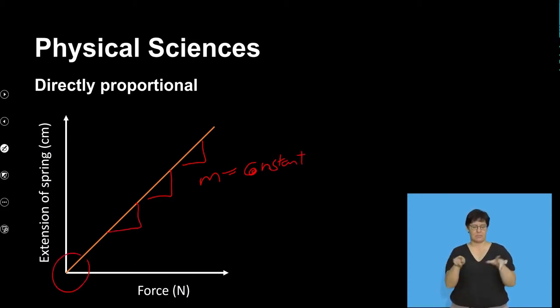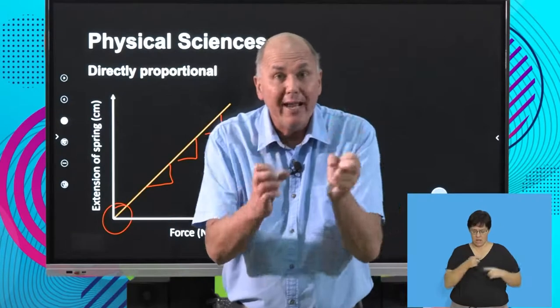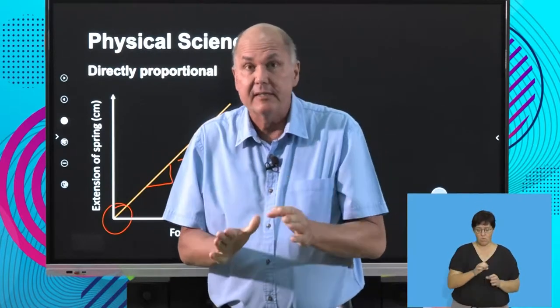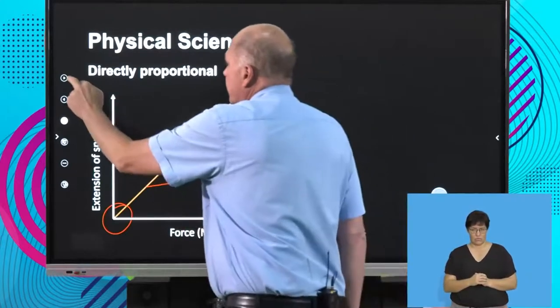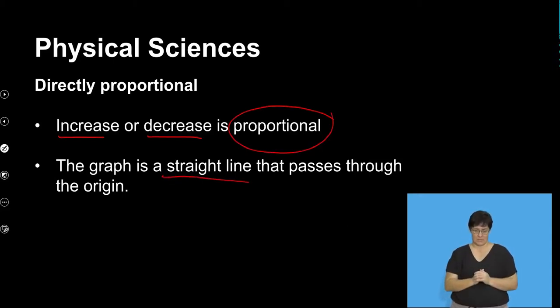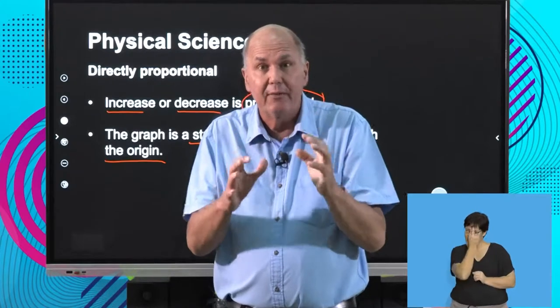The important thing I want you to notice is what's happening at the origin. Where the force was 0, the extension is 0. Now we can say this is a directly proportional relationship. And so when we look at it, we say, with directly proportional relationships, they can be increases or decreases, but they have to be proportional. Very important, the graph is a straight line that passes through the origin. And those are critical understandings for this term directly proportional.